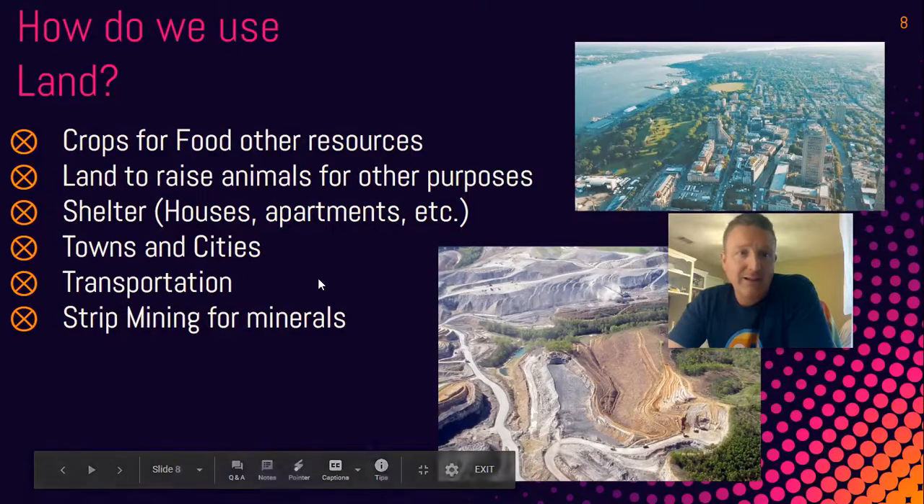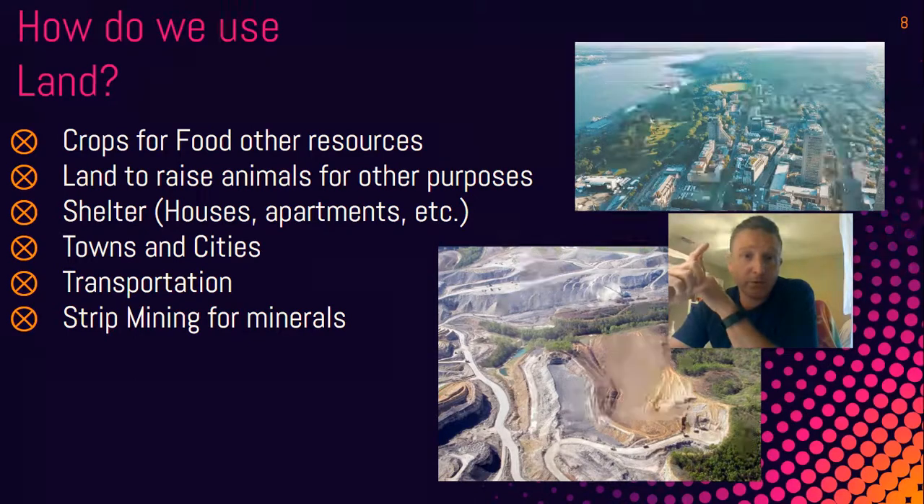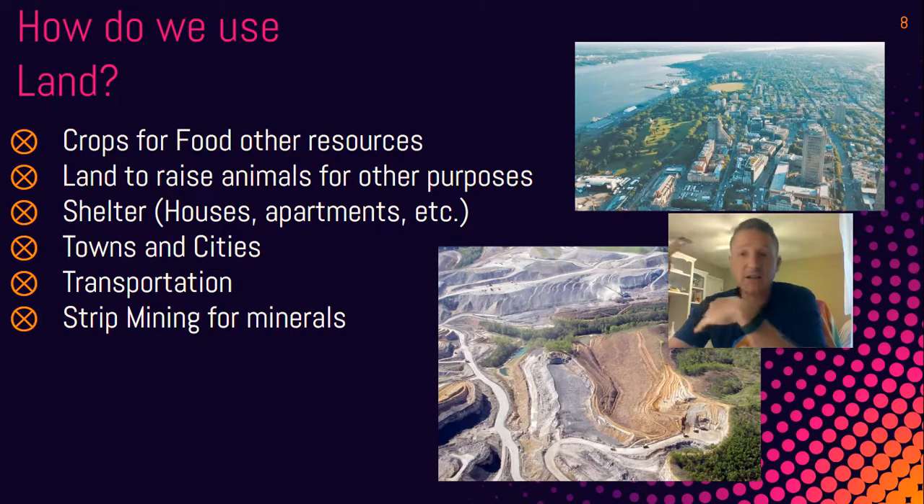Now let's talk about land. We use land. You have to have land to do anything with. So how do we use it? Crops for food. You've got to have big chunks of land. When you look out of an airplane, you see those big plots of land that look like big rectangles or squares, flying over Arkansas or the Midwest, wherever you are. Those are crops. That's a lot of land being used for that.